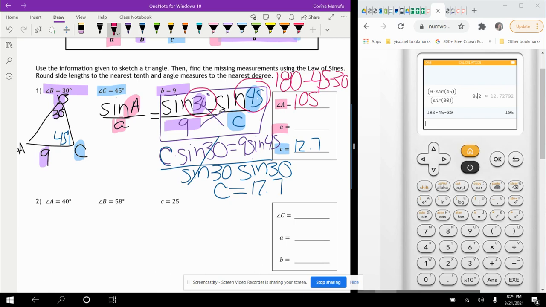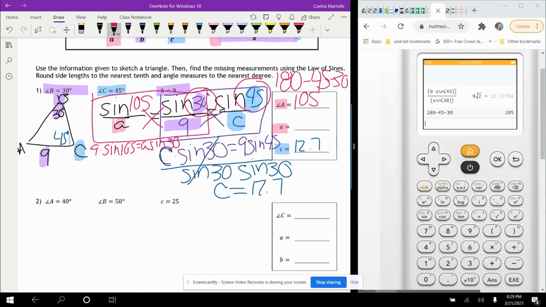Okay. So here, instead of A, sorry, I lost my train of thought. So instead of this, I'm going to put 105. Okay. So now we're going to take these two and we're going to cross multiply them. Okay. So I'm going to get 9 times sine of 105 equals 8 times sine of 30. I'm running out of space. 8 times sine of 30.